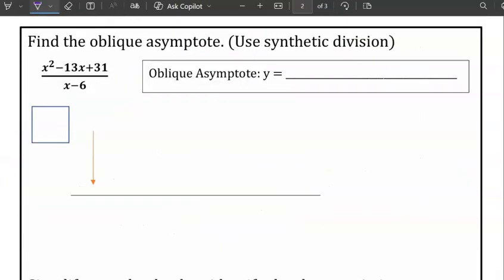Find the oblique asymptote. You'll do this using synthetic division. x squared minus 13x plus 31 all over x minus 6. 6 will go into the box. We want to set the denominator equal to 0 to solve for what goes in the box.